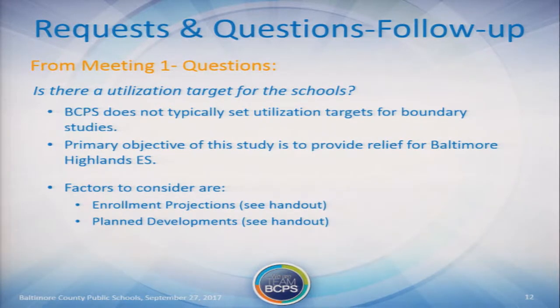So factors that you'll need to consider when you're looking at that are the enrollment projections. There is a detailed paper on the enrollment projections in your handouts tonight. There are 10-year projections in there telling you how each one of your schools is going to go over the next 10 years. Also the planned developments, which we know are minimal, but you'll have that information as well.